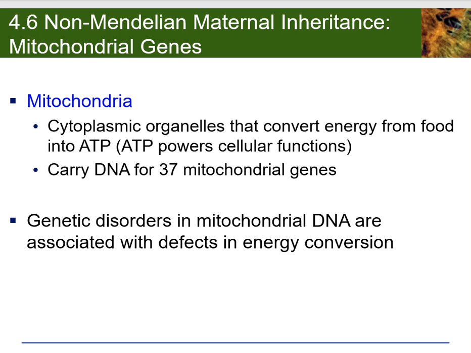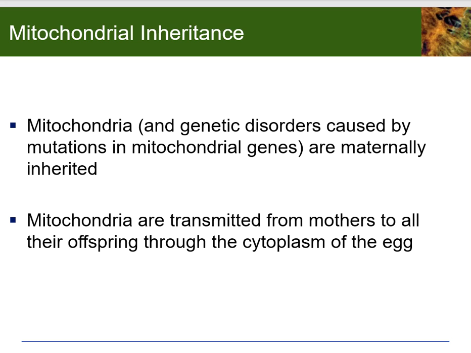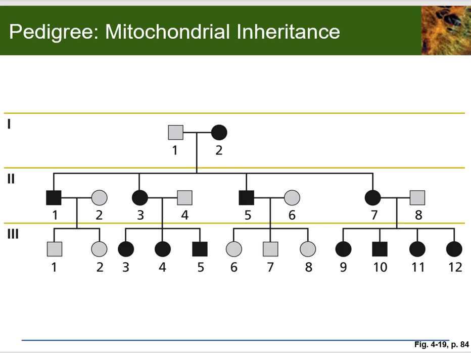So, non-Mendelian maternal inheritance, like mitochondrial genes. The mitochondria, you may remember from cell structure, are cytoplasmic organelles that convert energy from food into ATP, which powers cellular functions. They carry DNA for 37 mitochondrial genes. Genetic disorders in mitochondrial DNA are associated with defects in energy conversion. Mitochondria and genetic disorders caused by mutations in mitochondrial genes are maternally inherited. Mitochondria are transmitted from mothers to all their offspring through the cytoplasm of the egg.